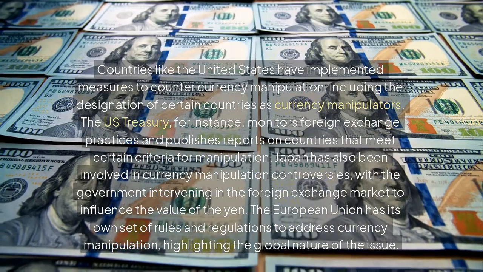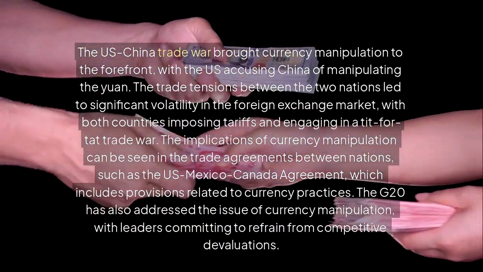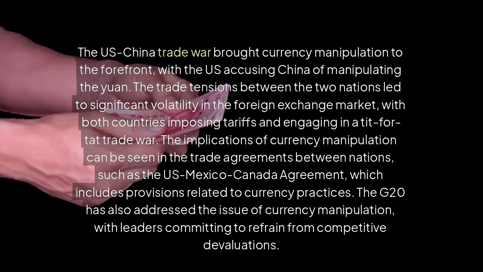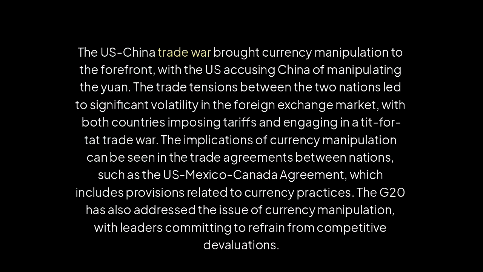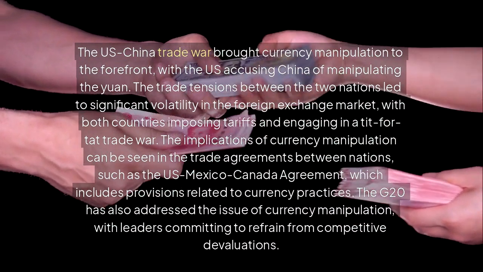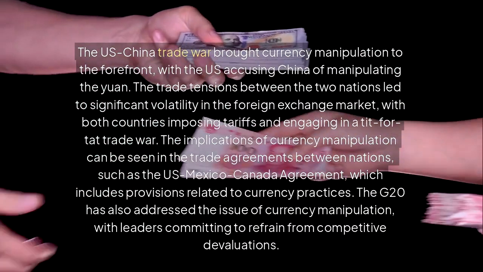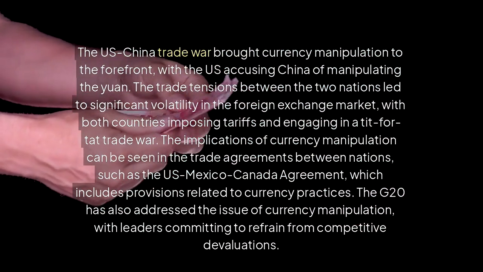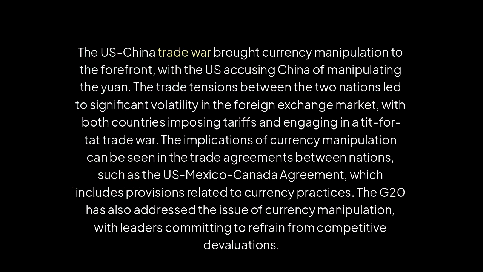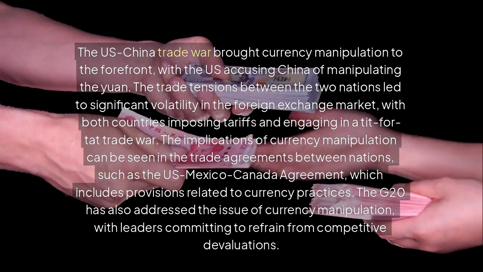The US-China trade war brought currency manipulation to the forefront, with the US accusing China of manipulating the yuan. The trade tensions between the two nations led to significant volatility in the foreign exchange market, with both countries imposing tariffs and engaging in a tit-for-tat trade war.